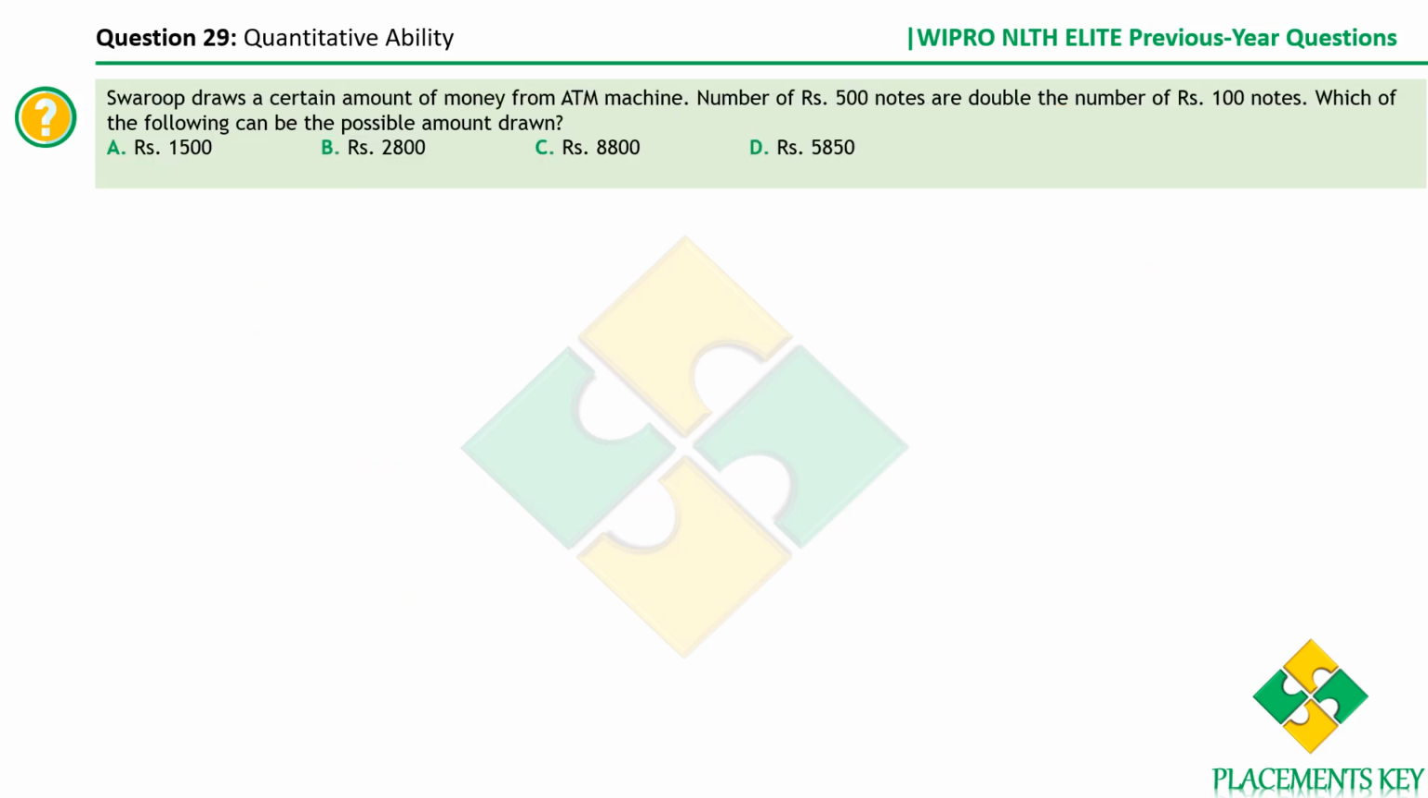Okay, Swaroop draws a certain amount of money from the ATM machine. There are rupees 500 notes, and then we have rupees 100 notes. The number of 500 rupee notes is double the number of rupees 100 notes. Let's say x rupees 100 notes were there. So how many 500 rupee notes should he have drawn? He should have drawn 2x 500 rupee notes, because it's given that the number of 500 rupee notes is double the number of rupees 100 notes. X notes and 2x notes.